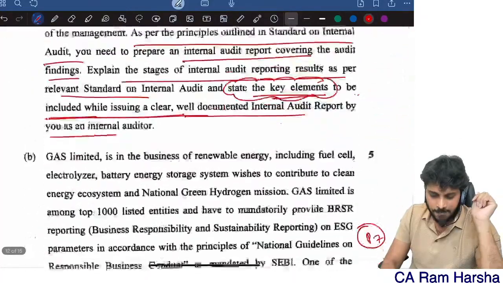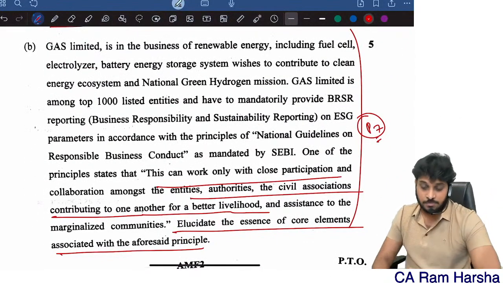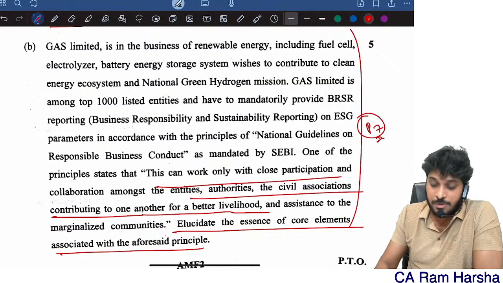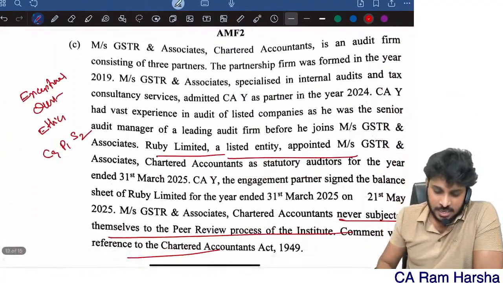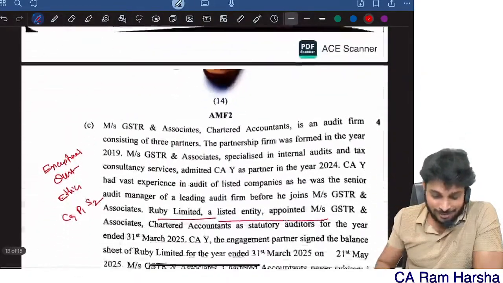Then this is regarding principle number 7 of BRSR, business responsibility and sustainability reporting. Principle number 7 points they're asking. What is the core essence of principle number 7? That's it. But see the question paper length, no?